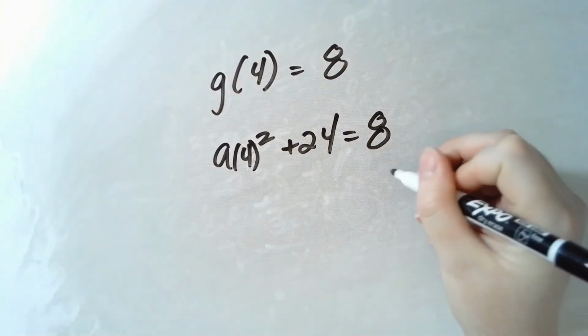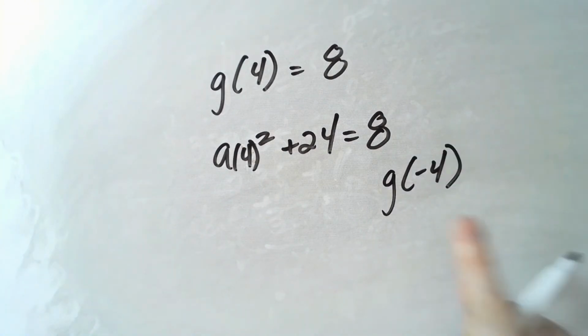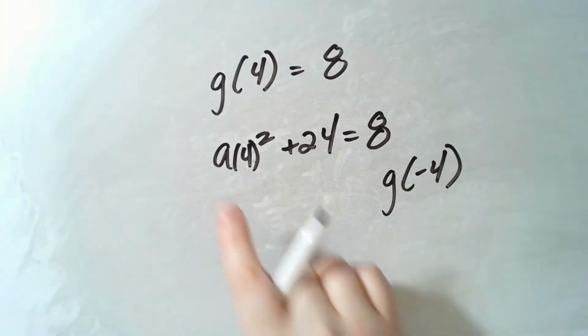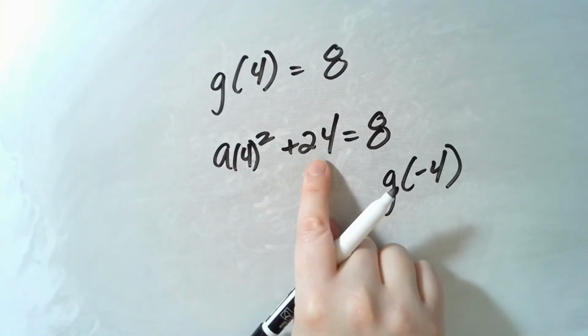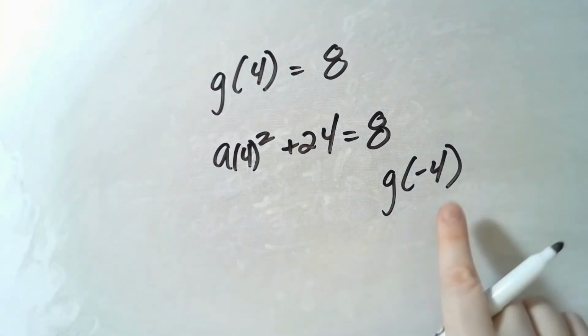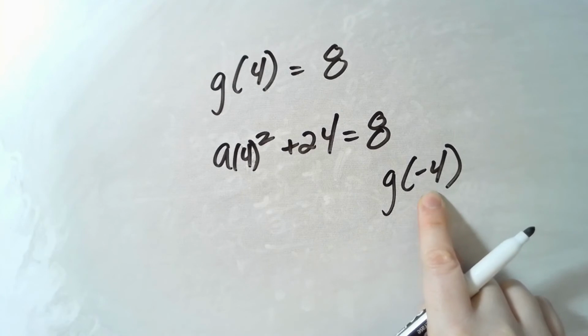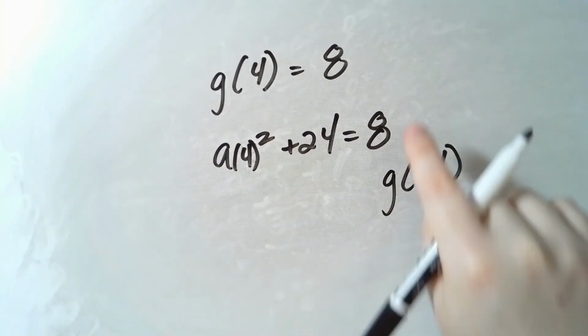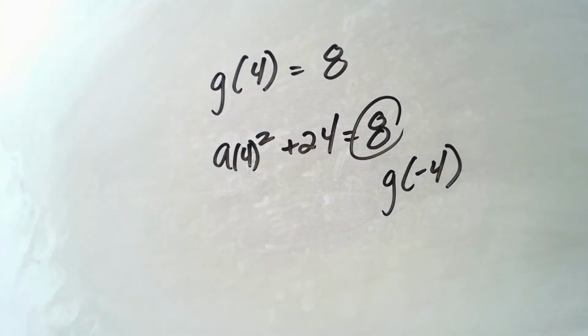They want the value of g of negative 4. If I were to plug negative 4 in here, would anything change? No, because a is still the same, and plus 24 doesn't change. And negative 4 squared is the exact same thing as 4 squared. So if you notice that, you know that your answer is just going to be 8, and you don't have to do any work. If that doesn't come to you right away, then you're going to need to work through all the math.